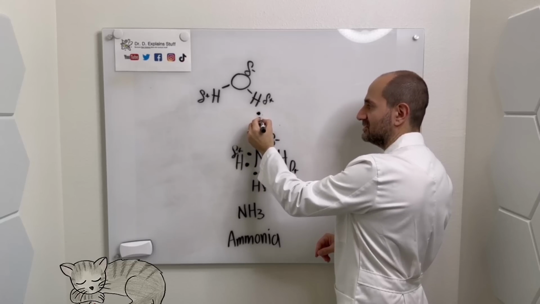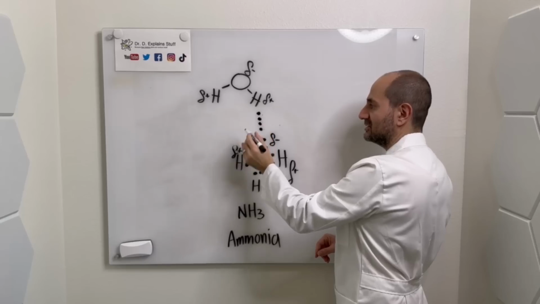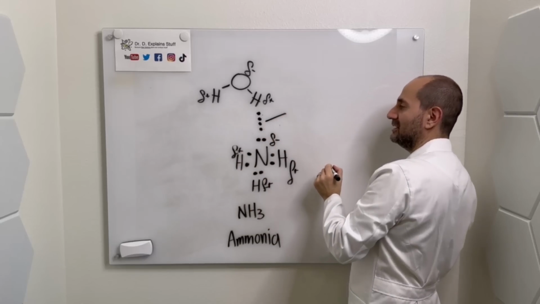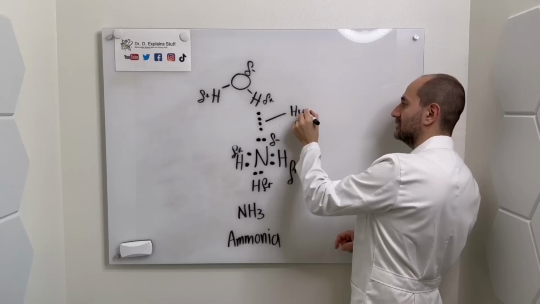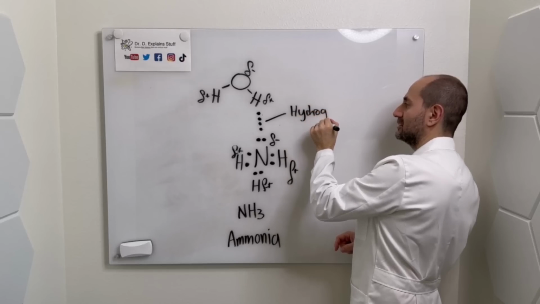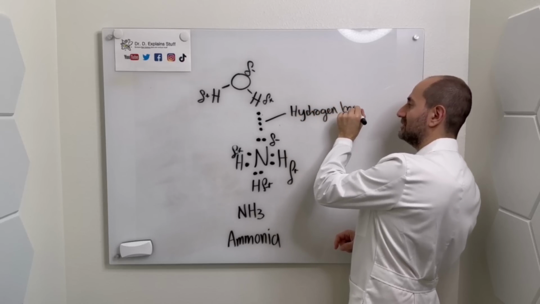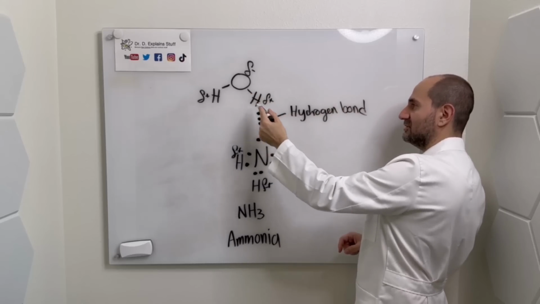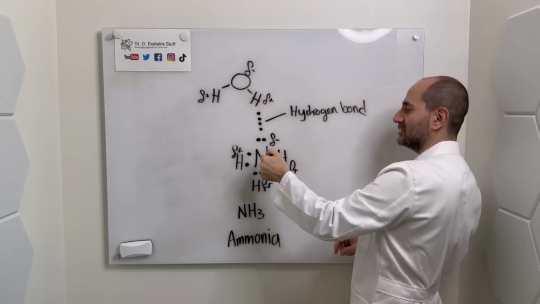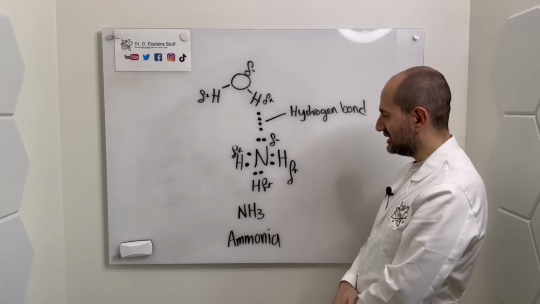Yes. And what are these that I just drew? What are these little dots? That denotes what? A hydrogen bond. That's right. Hydrogen bonds can form between the hydrogen of water and the nitrogen of ammonia.